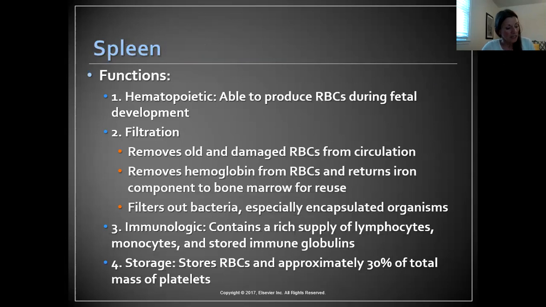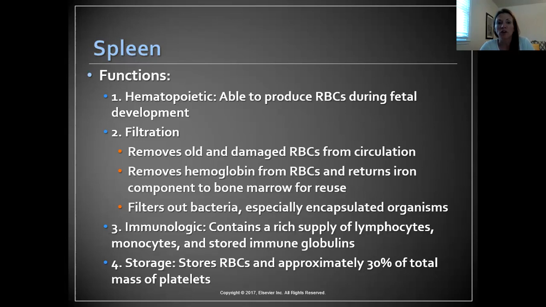The spleen is the largest secondary lymphoid organ, located in the upper left quadrant of the abdomen. It has 4 major functions. Hematopoietic, through its ability to produce red blood cells during fetal development. Filtration, through the removal of old damaged red blood cells, removal of hemoglobin from red blood cells, returning of iron components to bone marrow for reuse, and filtering of bacteria, especially encapsulated organisms.